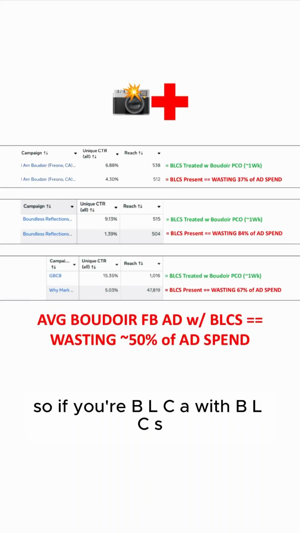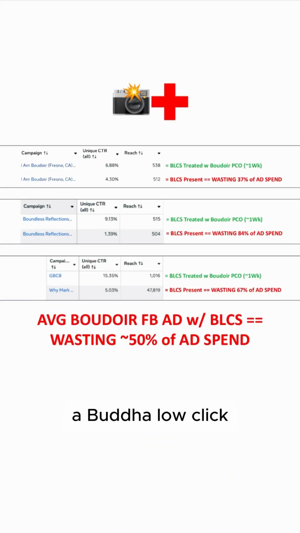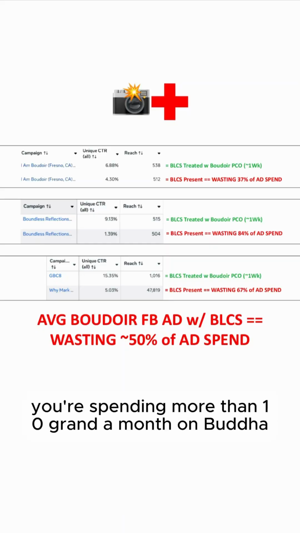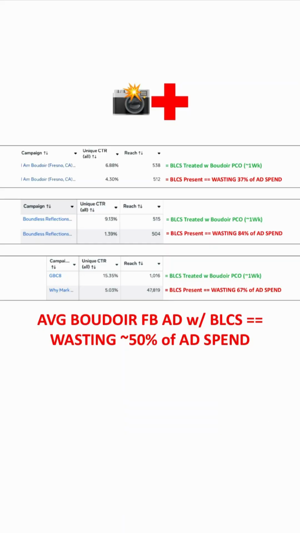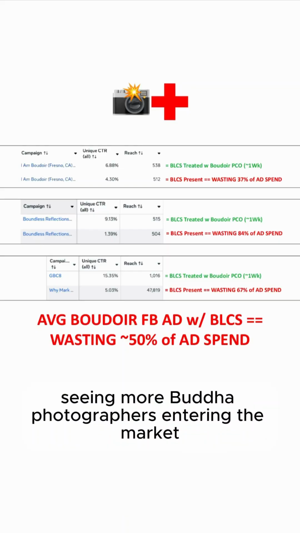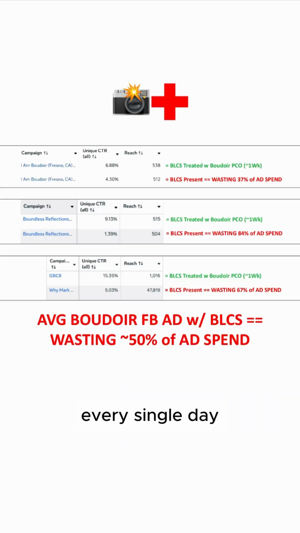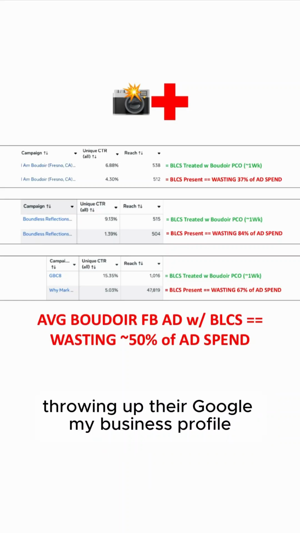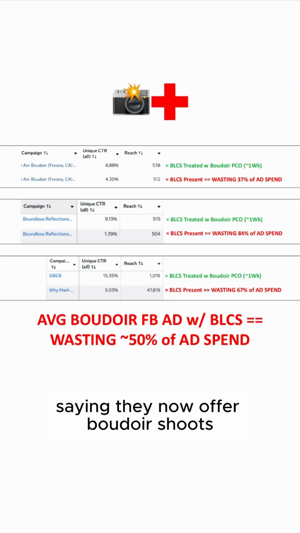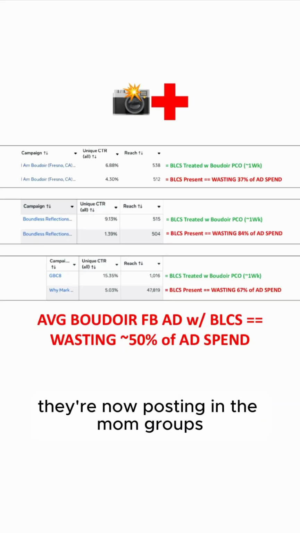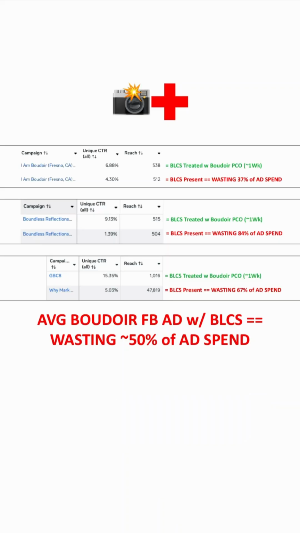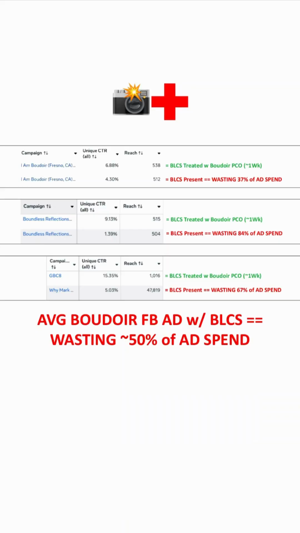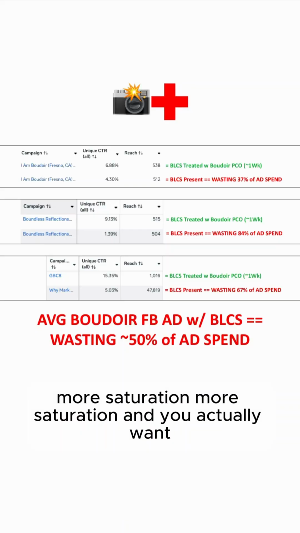So if you're a BLCA with BLCS, a boudoir low click advertiser with boudoir low click syndrome, and you're spending more than 10 grand a month on boudoir Facebook ads, and you're looking into the marketplace, seeing more boudoir photographers entering the market every single day. Seems like anytime someone gets a new iPhone, they are throwing up their Google My Business profile, saying they now offer boudoir shoots, or if they get a new camera, they're now posting in the mom groups, saying they now offer boudoir shoots. So you see more boudoir photographers in the market competing for the same number of buyers. So more saturation, more saturation, more saturation.